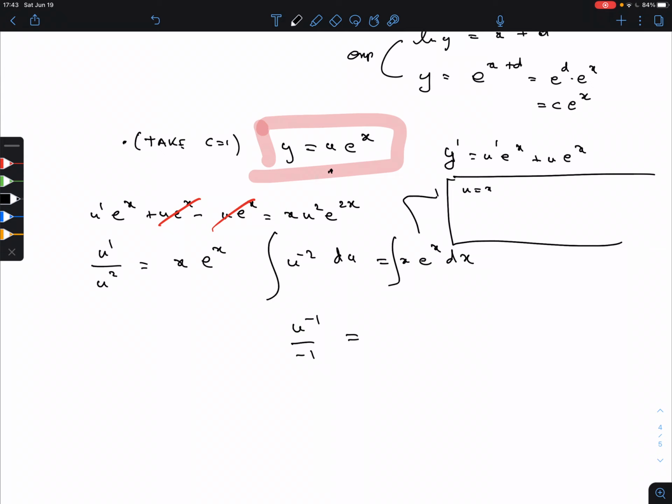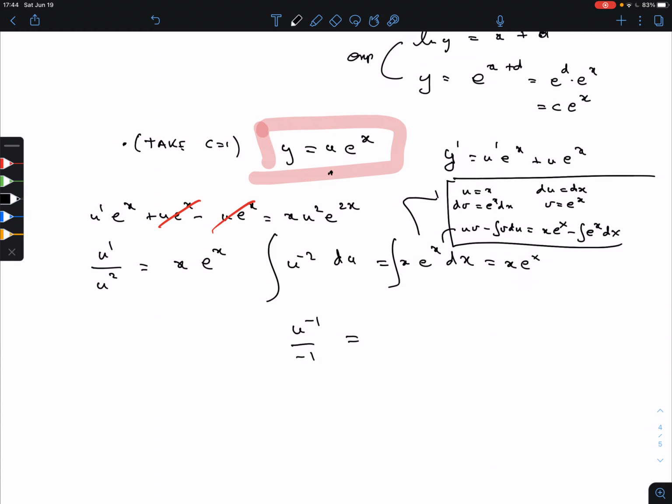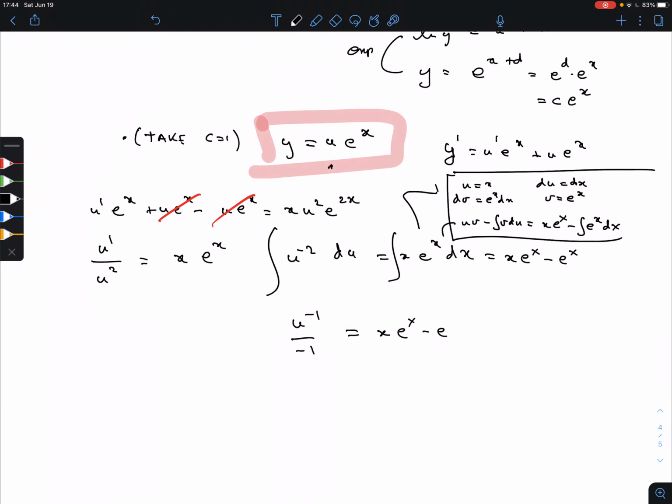So u is x, dv is e^x dx, so du is dx, and v is therefore e^x. So we know that this integral is equal to uv minus integral v du, which is x e^x minus integral e^x dx. Okay, so we find that this is equal to x e^x minus e^x. Put it here: x e^x minus e^x plus a constant. We're going to do here the general constant.